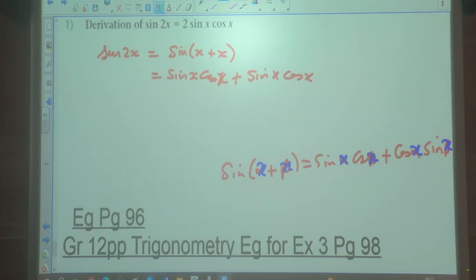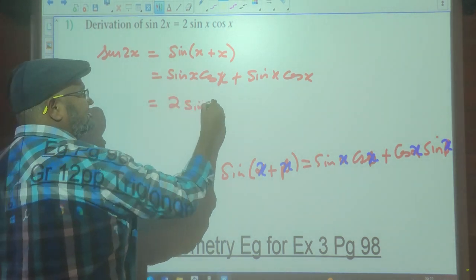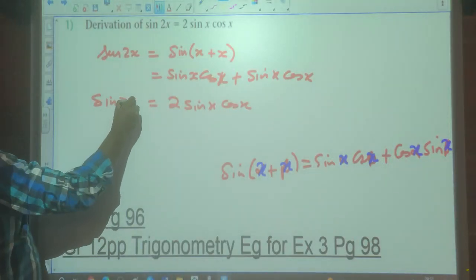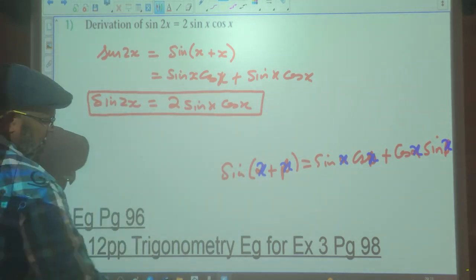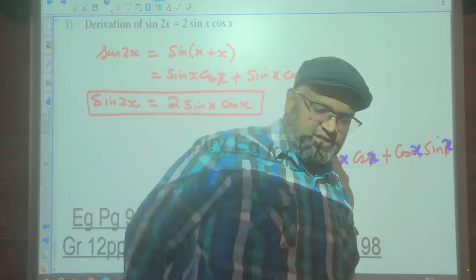But what do we notice now? Like this, which can now be written as 2 sine x cos x. And there is the first of the compound double angles produced. So put that in the box. Sine 2x is equal to 2 sine x cos x.